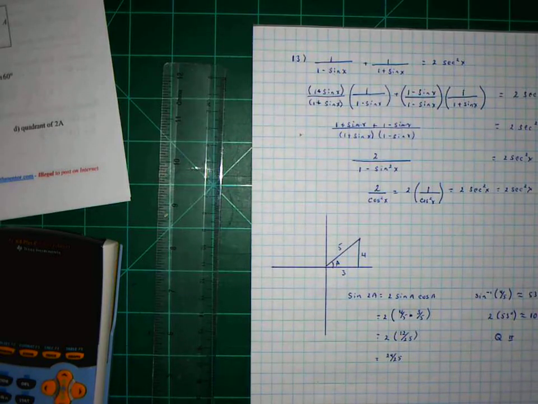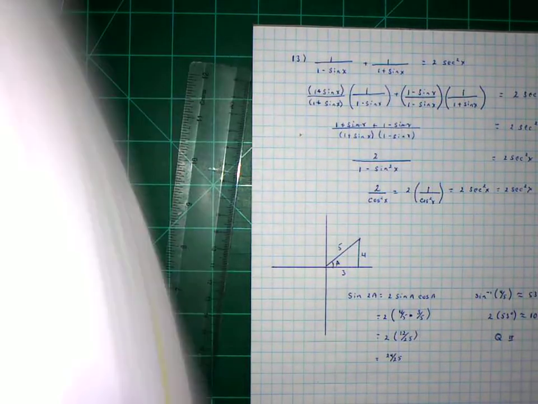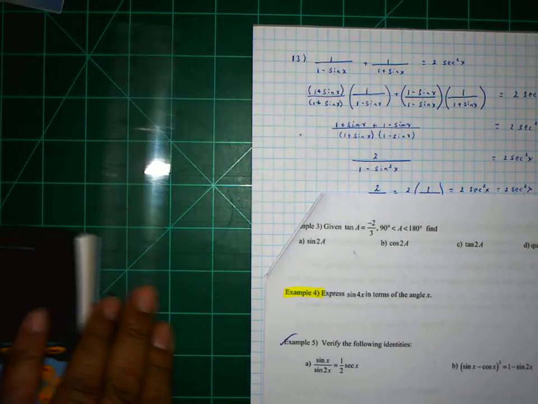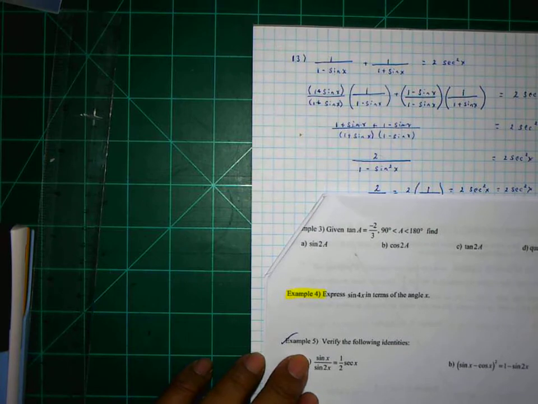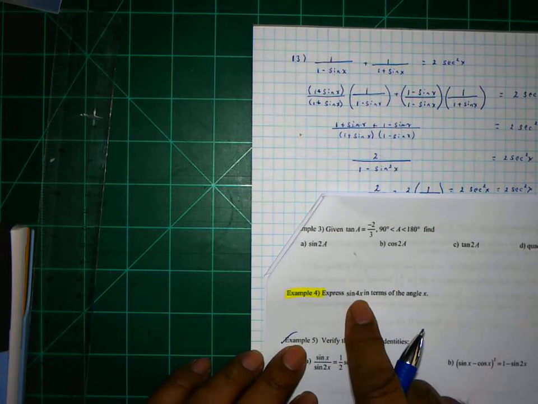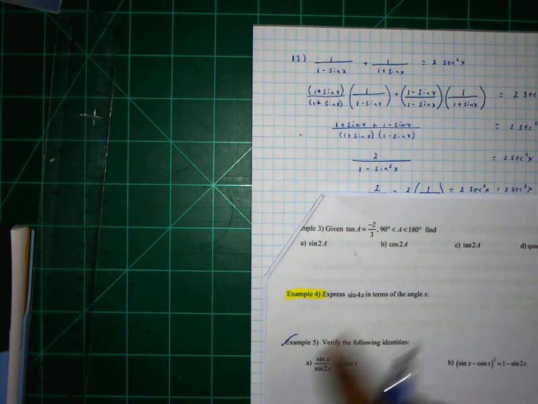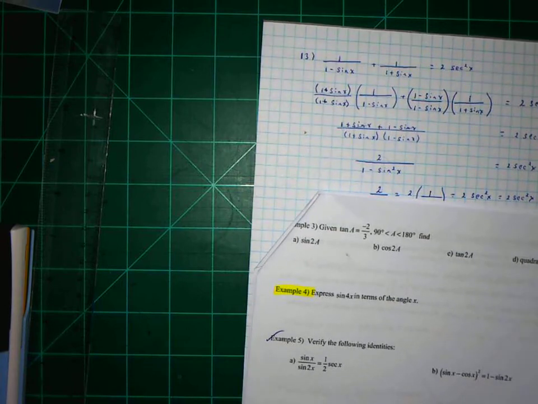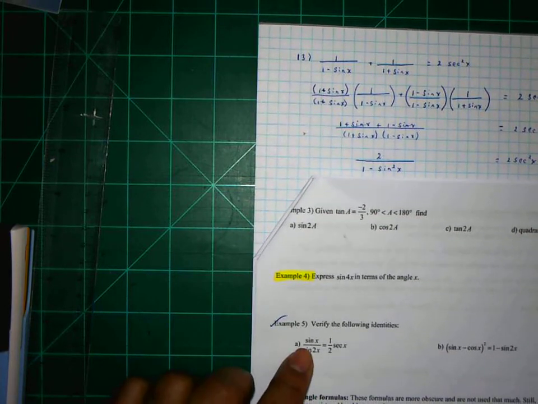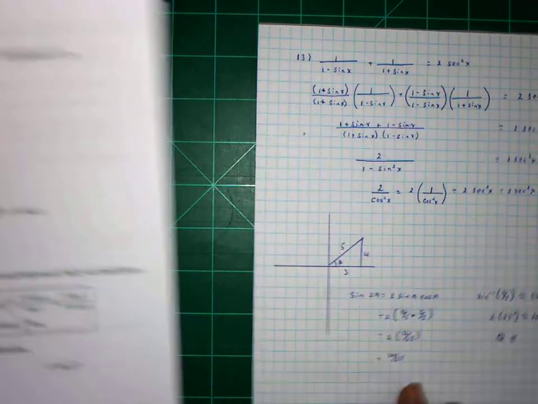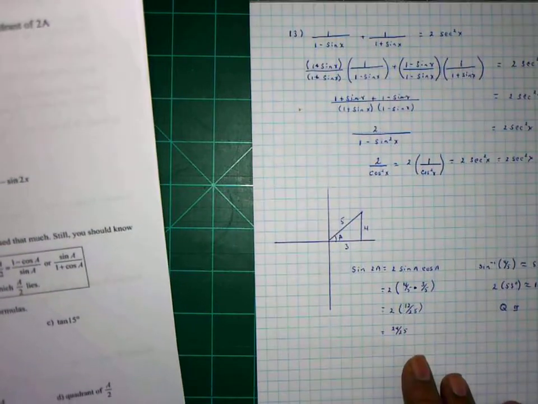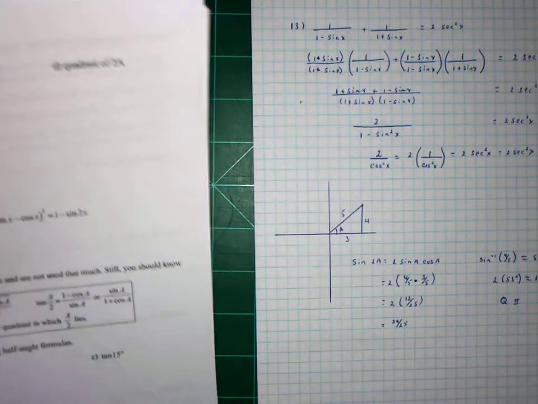Okay, let's move on. Now here we're going to do number 5. We're going to verify this identity here. Well, actually, we've done a number of those. Well, this one has a double angle in it, so it's a little different.